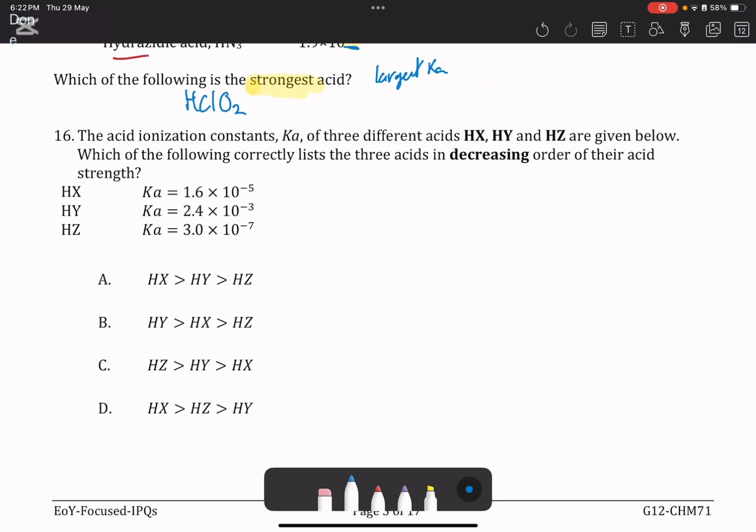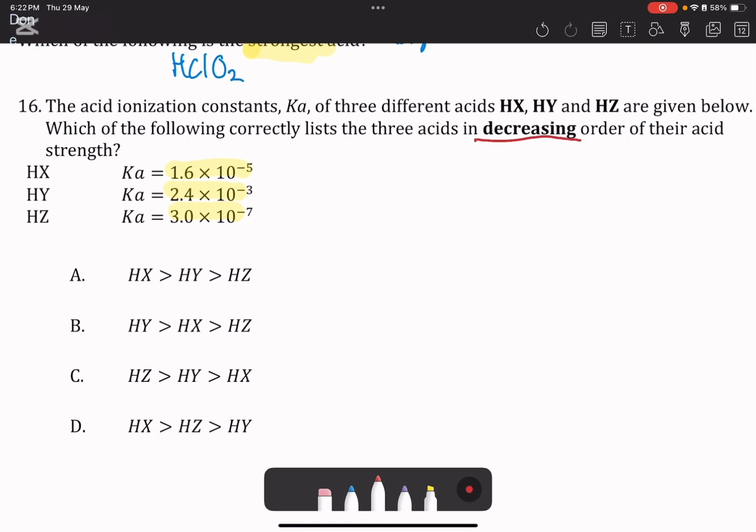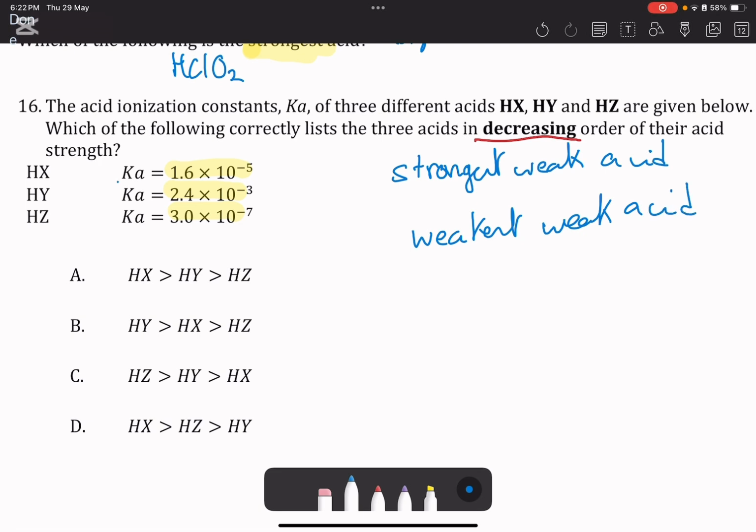Another question, they might give you different values of Ka and ask you to arrange them in decreasing or increasing order. In this question, decreasing means from the strongest weak acid to the weakest weak acid. I always say weak acid because as long as there's a Ka, the given acid is weak. If Ka is a large number, like above 1, we're talking about a strong acid. So which one is the strongest? The one with the larger number.